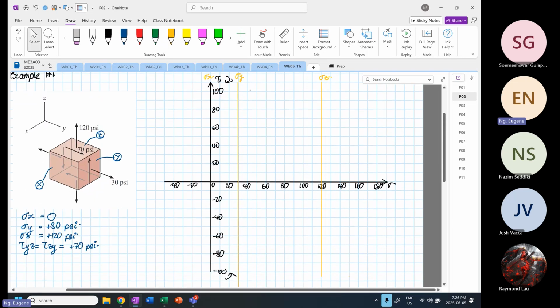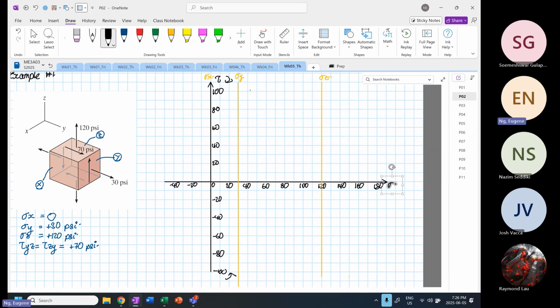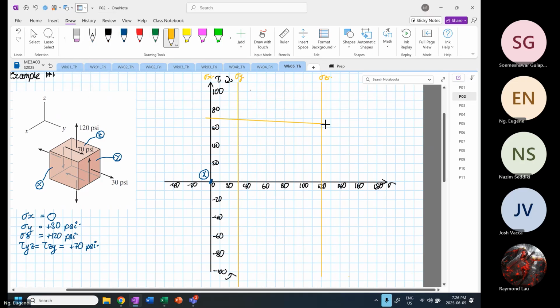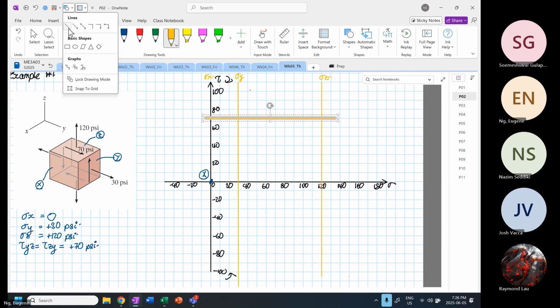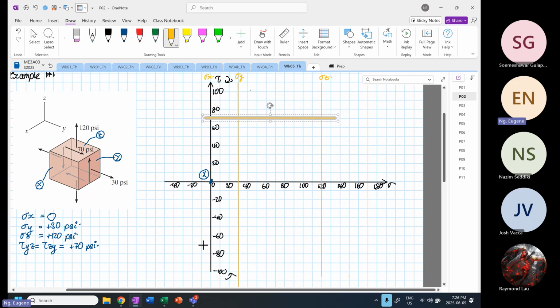And if you look at point X, right, everything is equal to 0, right? 0 normal stress, 0 shearing stress. So we are very sure over here, this is our point X. Yeah, we're very, very sure. And then on the shear, we have 70. So you have 70 over here. And then you have another minus 70 over here.